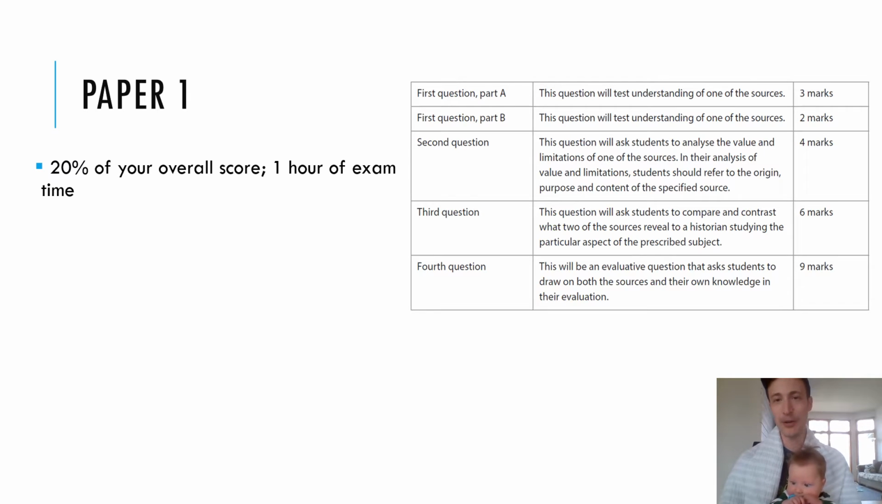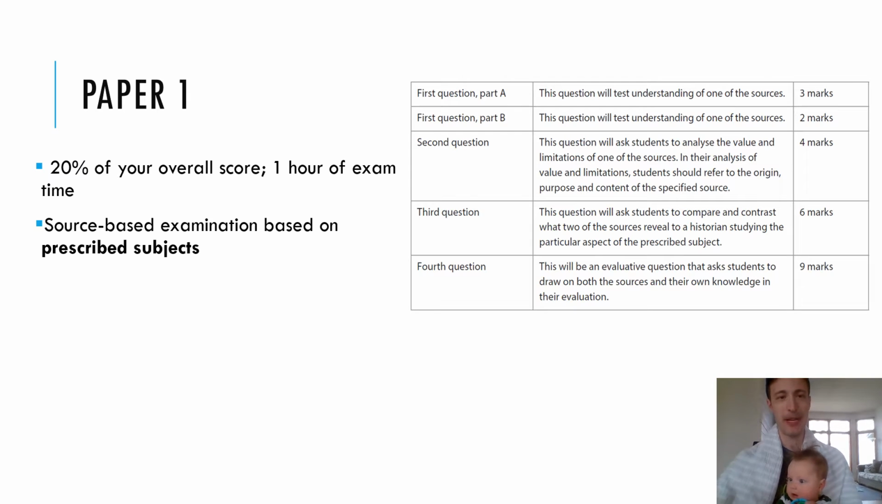The whole paper is 24 marks. If you want to get that 4, at least you've got to get about half of the points, so like 12, which isn't hard, so don't freak out about this one. We want to knock this one out of the park so that we don't have to worry so much about Paper 2 and Paper 3.